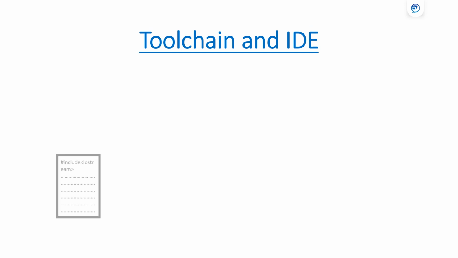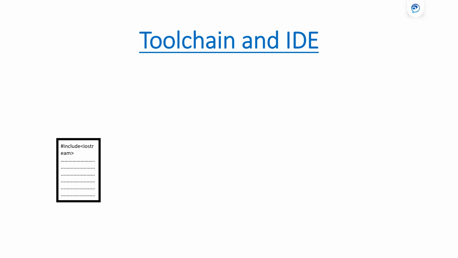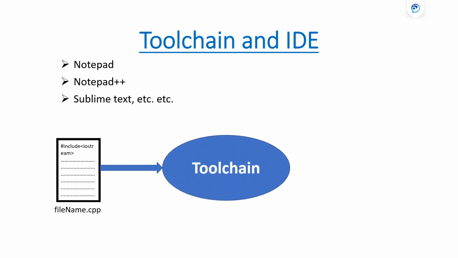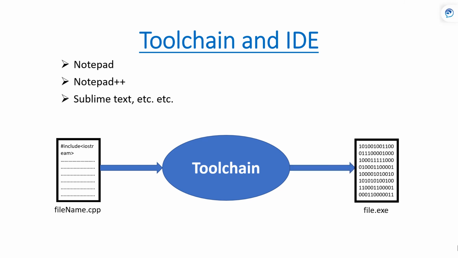Now, we'll write our C++ code in a text editor application like Notepad, Notepad++, Sublime Text, etc. And we'll save our file giving a file name with a .cpp extension, and it will be considered a C++ programming file. We'll pass this file name to our toolchain by entering a command, and the toolchain will take care of everything and give us the final output. Now you're familiar with toolchain.